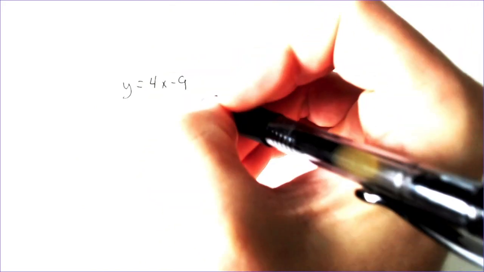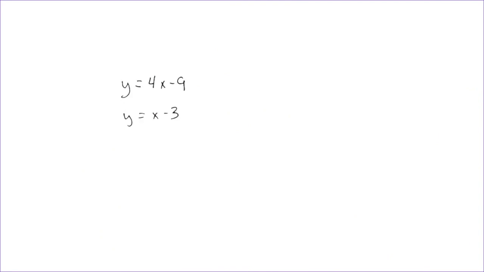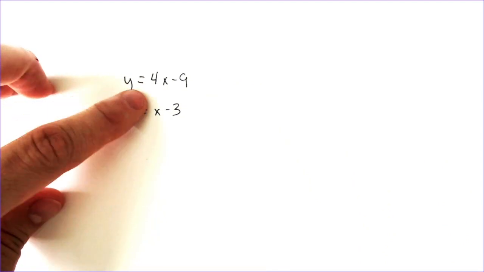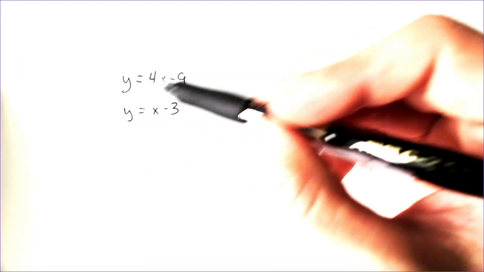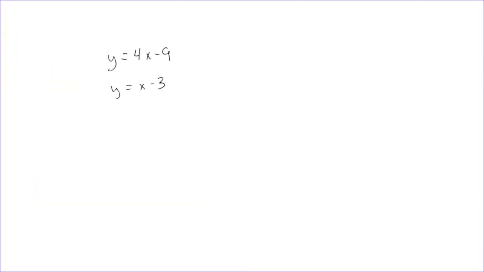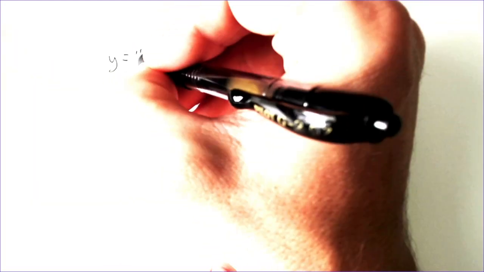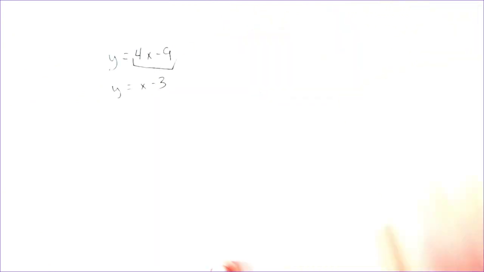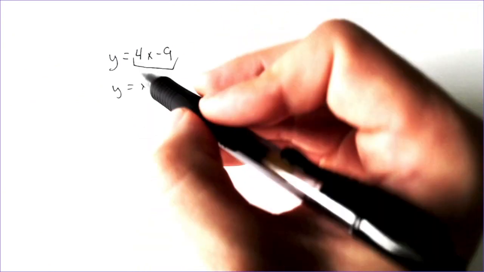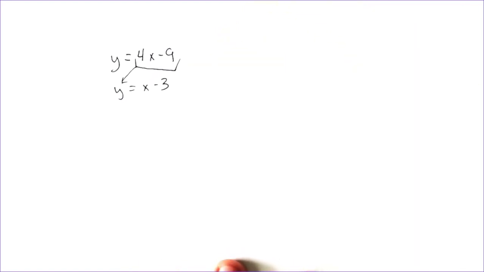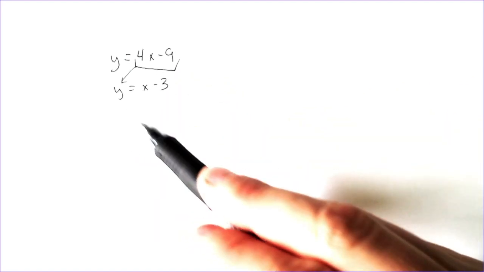All right. So for our next problem, we're going to have y equals 4x minus 9 and y equals x minus 3. Now for this problem, you have y equals and y equals. These are both already solved for, and that just means that substitution is going to be that much easier because you already know that y equals 4x minus 9. And because of that, you can substitute it in for that y right there. You could also think of it as y equals 4x minus 9 and y equals x minus 3.